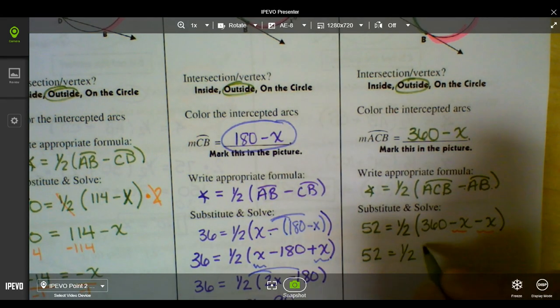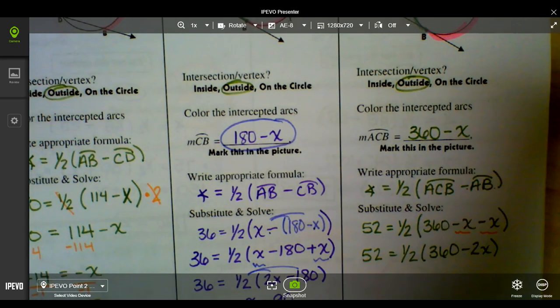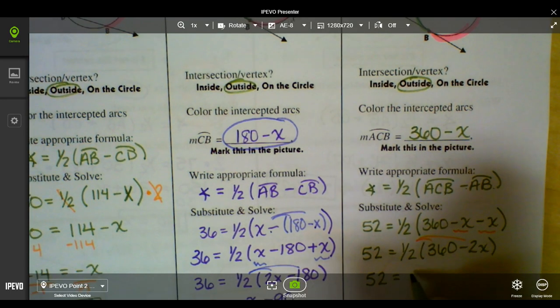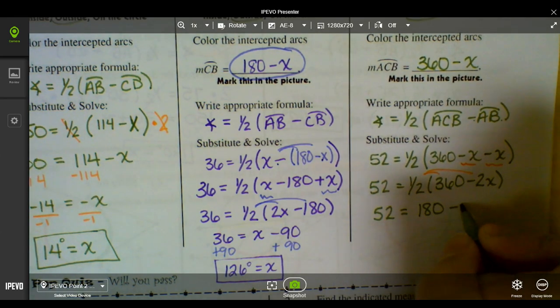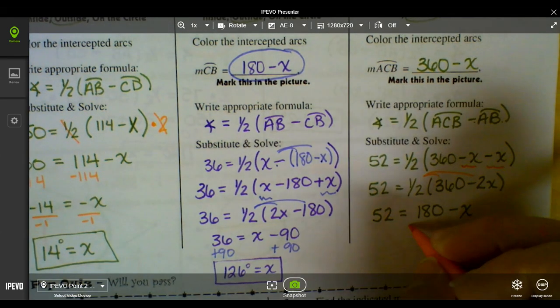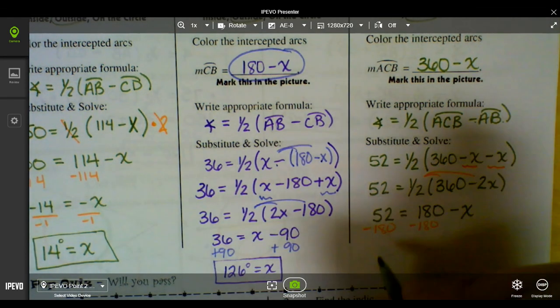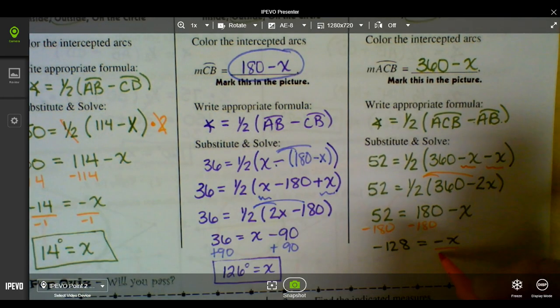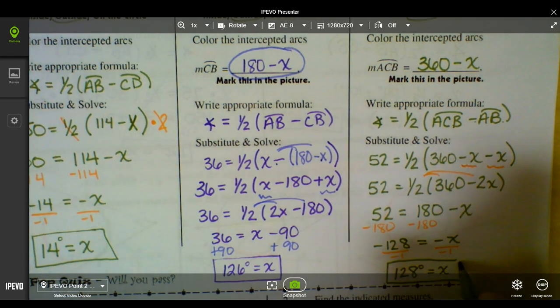So 52 equals 1/2 times 360 minus 2x. Both of these are even, so I'm just going to go ahead and distribute this 1/2. So 52 equals, half of 360 is 180. Half of 2x is just x. Now we're going to subtract the 180. And it should be negative because we have this negative x over here. So it's going to be negative 128 equals negative x. Divide by -1, and we get 128 degrees is what that minor arc is.